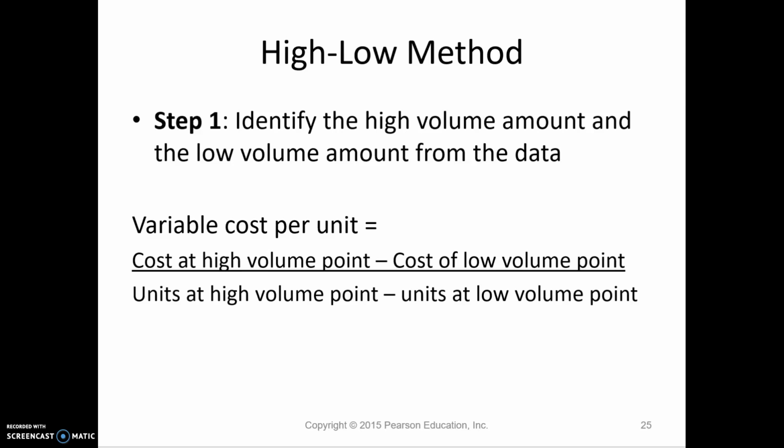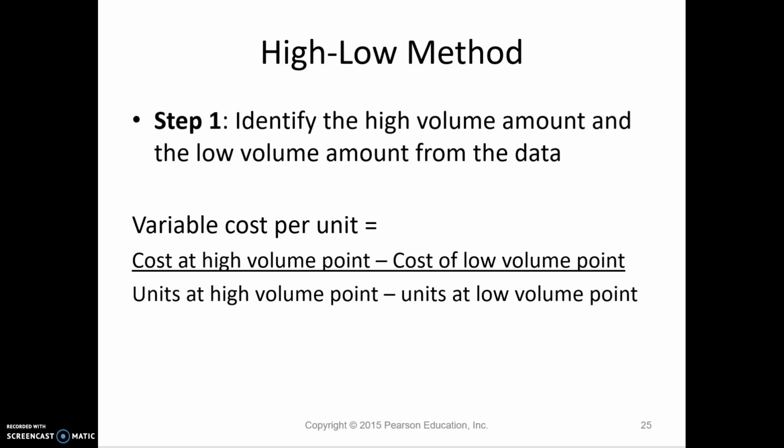Okay, so in the last video, we demonstrated using the HighLow method to break a mixed cost into the variable piece and the fixed piece. We looked at data and identified the high volume amount and the low volume amount. Then we used that to determine the variable cost per unit. We divided the difference between the cost at the high volume and the low volume point by the difference between the units at the high volume point and the low volume point.